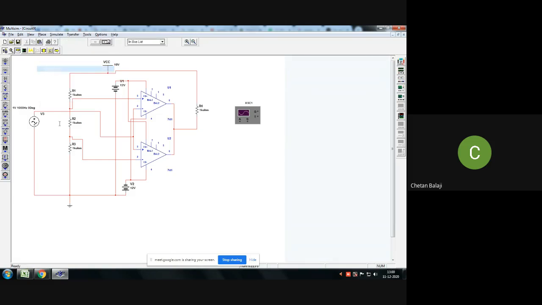I'll just add a text over here. This is 1 by 3 VCC. According to this, it is 10 by 3, which is equal to 3.33. That is my lower reference.